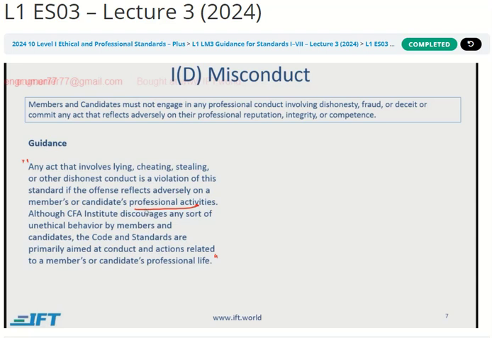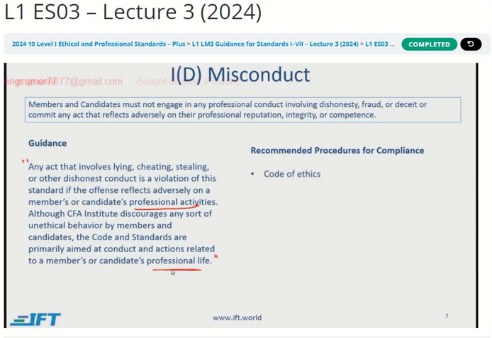Another scenario is personal bankruptcy. If a member or candidate declares personal bankruptcy, that in and of itself is not misconduct. However, if the circumstances of the bankruptcy involve fraudulent or deceitful business conduct, the bankruptcy may be a violation of this standard. So the key point is whether any lying, cheating, or stealing or dishonest conduct is involved, which impacts the candidate's professional life.